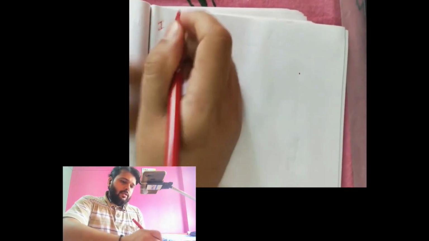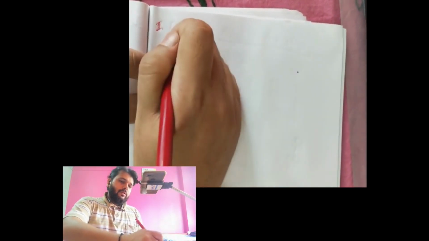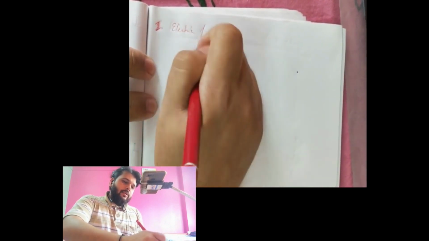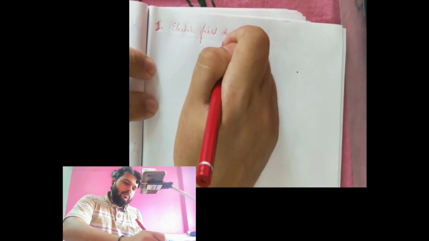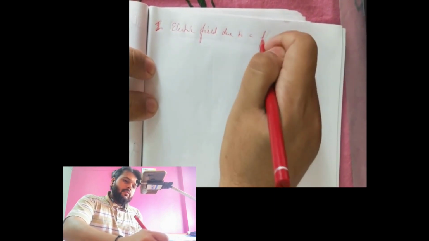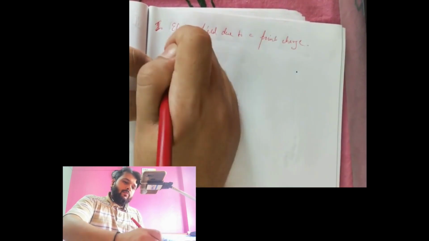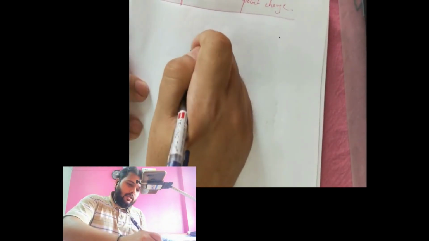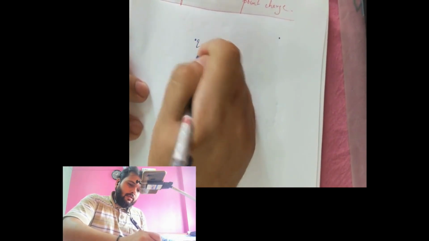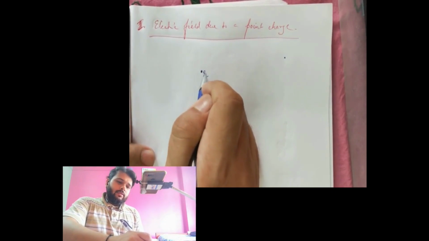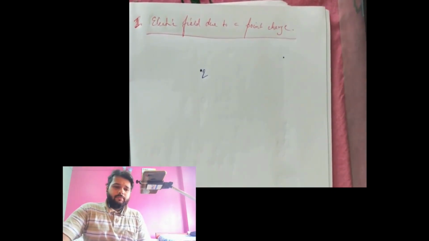Now, let's start with the first one. We are going to find out the electric field due to a point charge. Electric field due to a point charge. Suppose this is the point charge Q, positive plus Q.